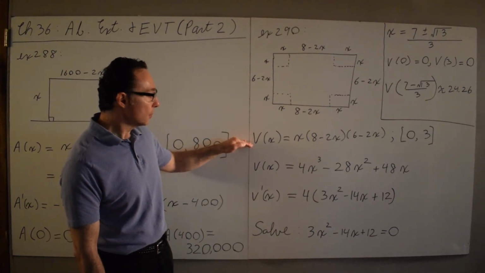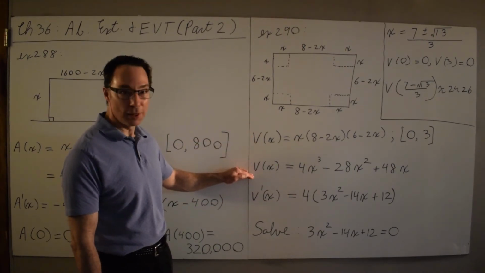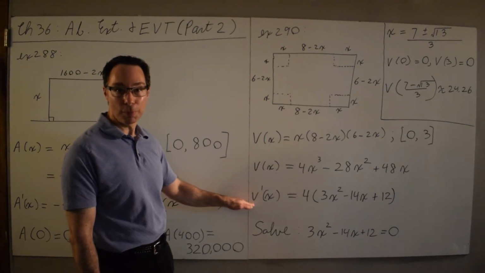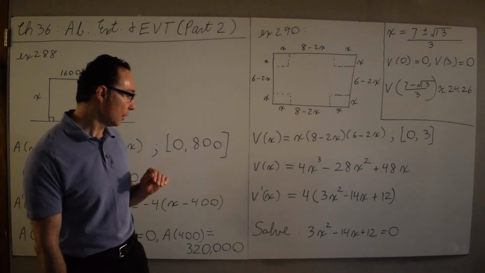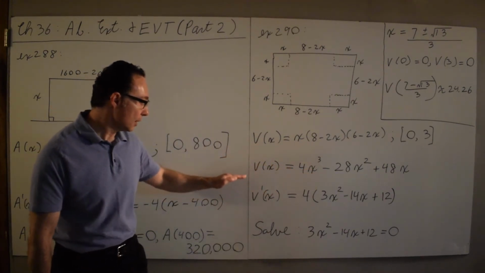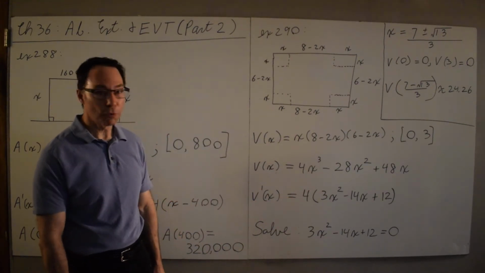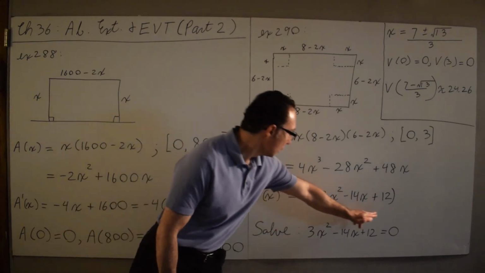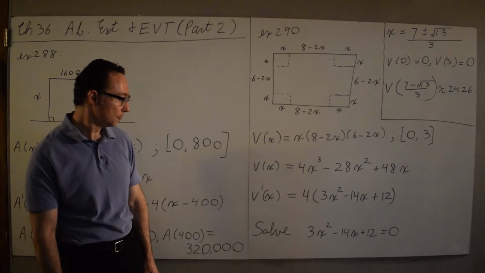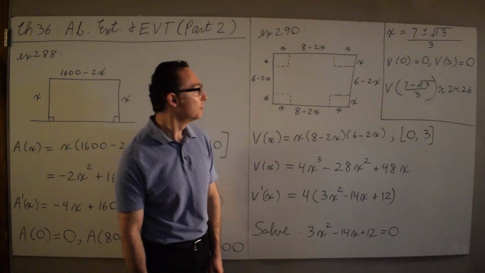So this is our volume, and it simplifies to this. I'm skipping some steps on the board. You'll have to look at your notes, where this is just a polynomial. We take the derivative, factor the 4 out of the derivative, and to find the critical numbers we want to solve this quadratic equal to 0. We use the quadratic formula for that.